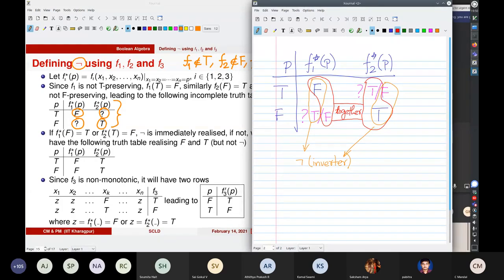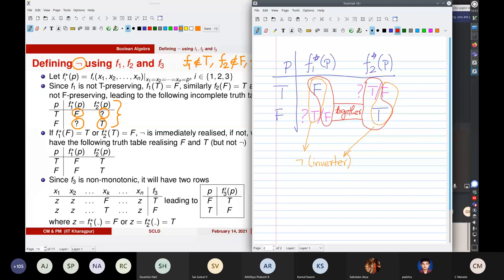So if you are going ahead, it means that this is not true and this is not false, because had this been true or had this been false, we would have had the inverter, isn't it? Is that okay? So if we haven't got an inverter as yet, then this one must be false and this one must be true. Do you get it?